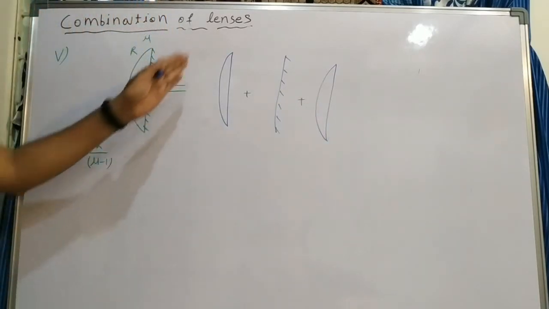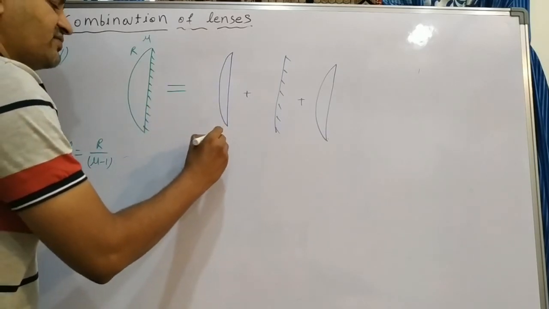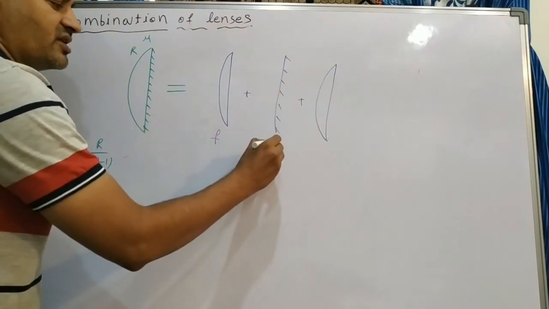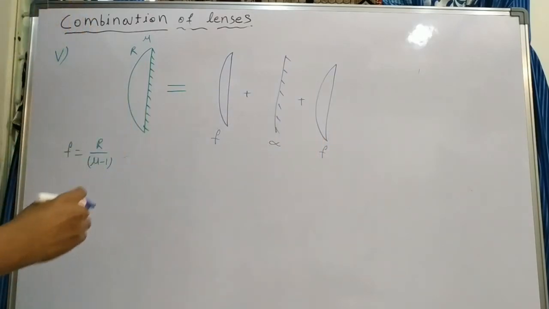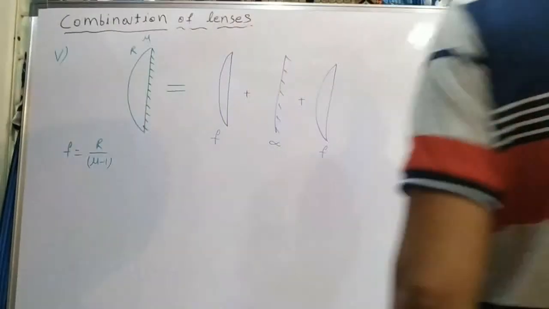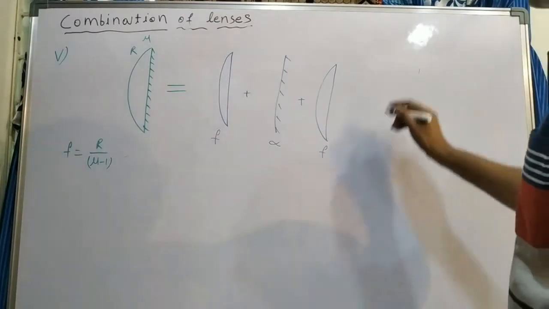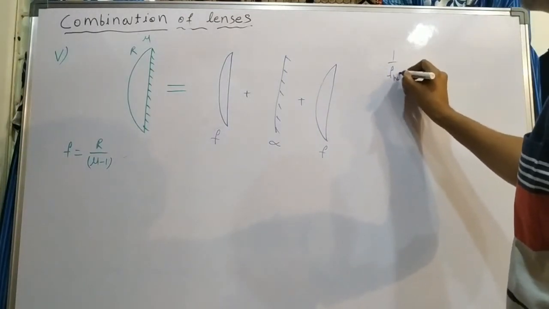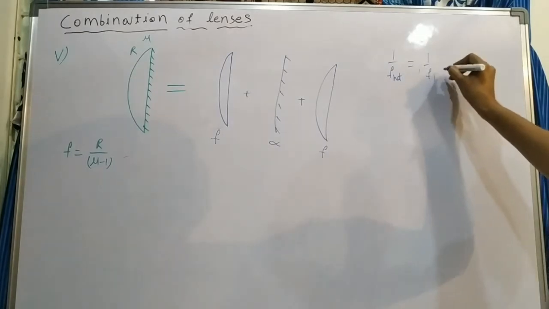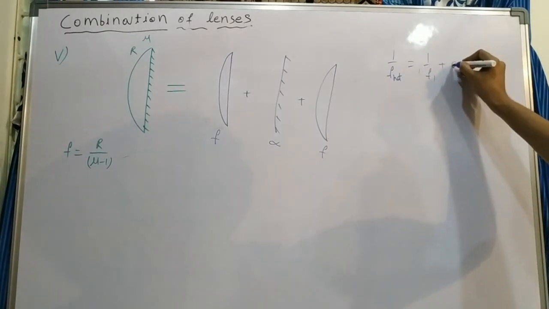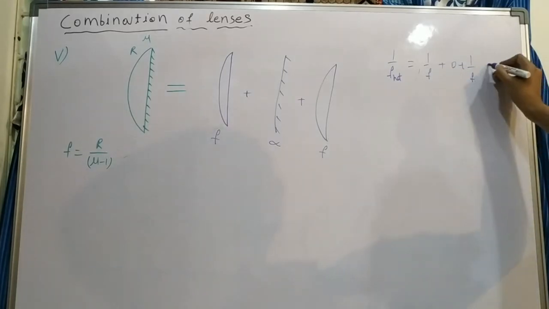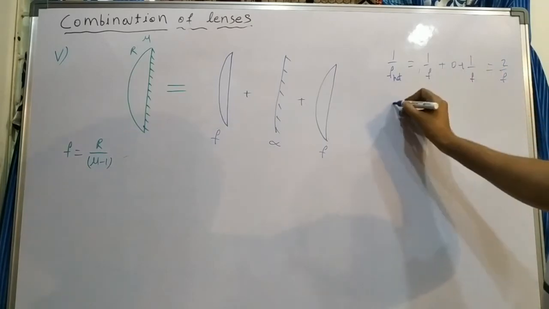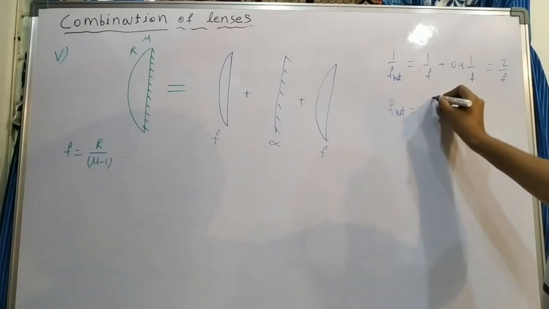What is the focal length of this? The focal length of this is f. The focal length of the plane mirror is infinite, and the focal length of this, again, is the same, f. So how do we write the combination of these two? f net is equal to 1 by f1 plus 1 by infinity, which is 0, plus 1 by f2. f1 and f2 are both the same, so you get 2 by f. So f net is equal to f by 2.